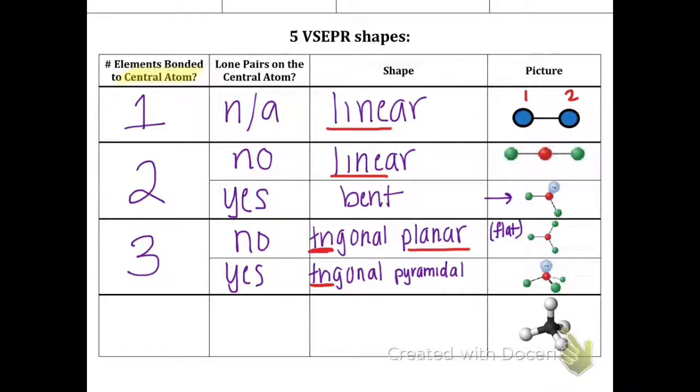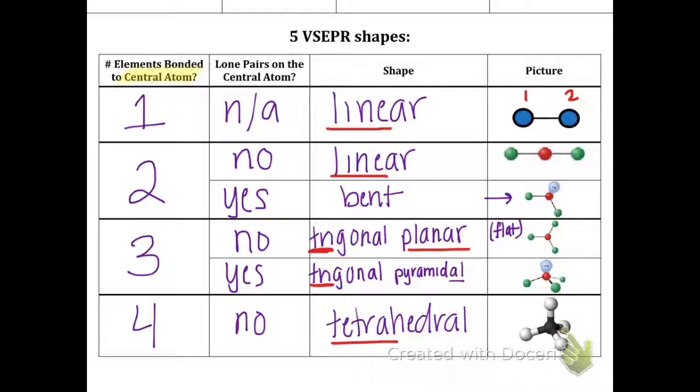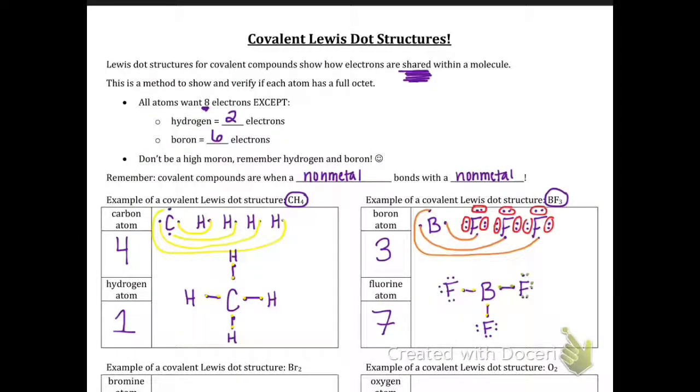There is an AL here at the end. But it creates a pyramid shape because that central atom is going to lift up and now it creates that pyramid. If you're attached to 4, we're not going to have any lone pairs for sure. We call this shape tetrahedral. You should be familiar with tetra because tetra means 4. Okay, let's use this to apply it to the shapes that we learned over here.